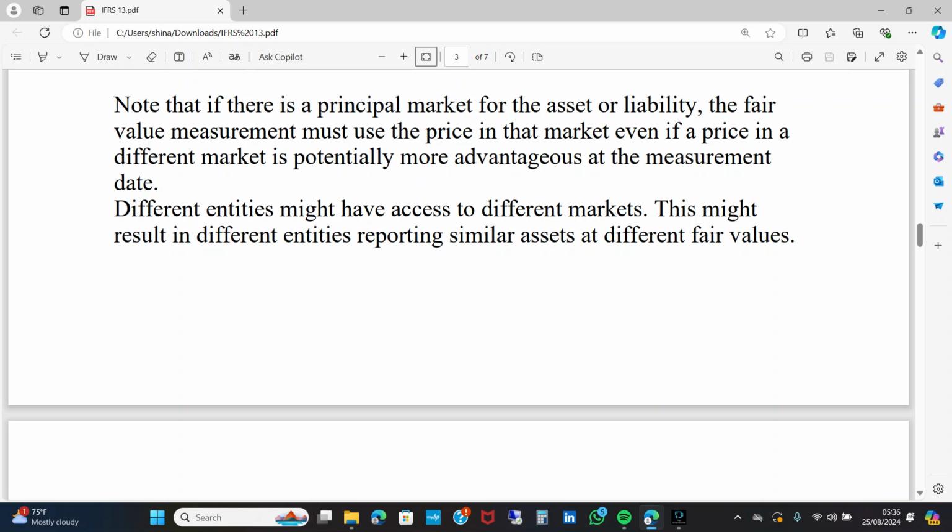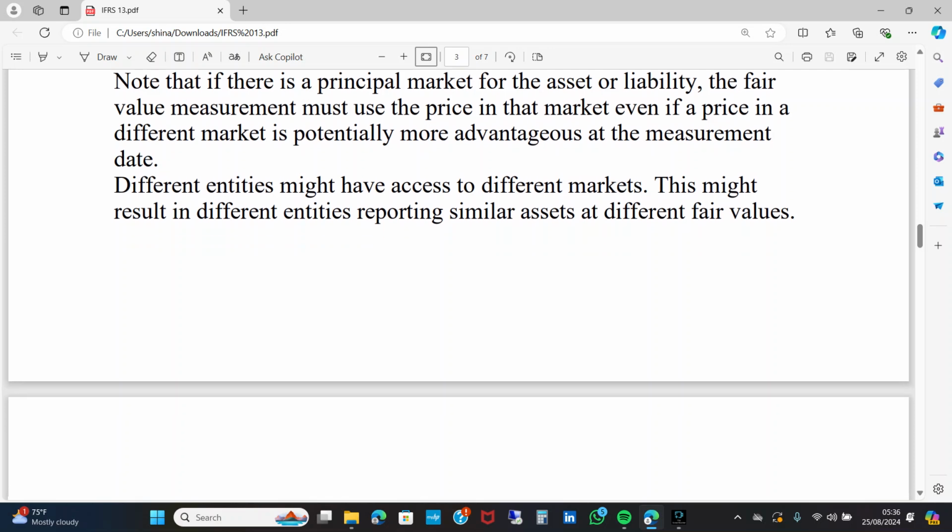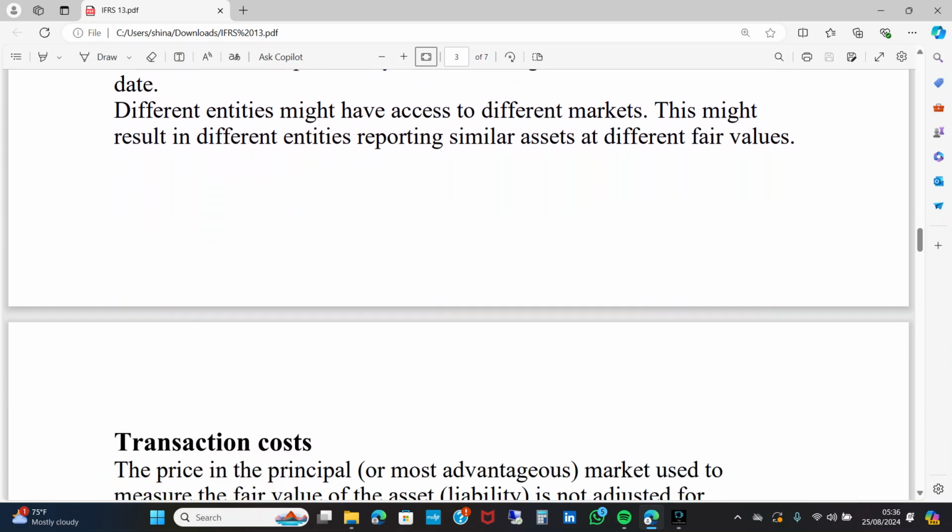That is when we will use our most advantageous market. So please, there's an order or a priority. The first thing we look for is whether there is a principal market. If there's a principal market, we measure fair value in the principal market. If there's no principal market, that is when we now consider our most advantageous market. So please, I've explained in very clear terms the three types of markets we have.